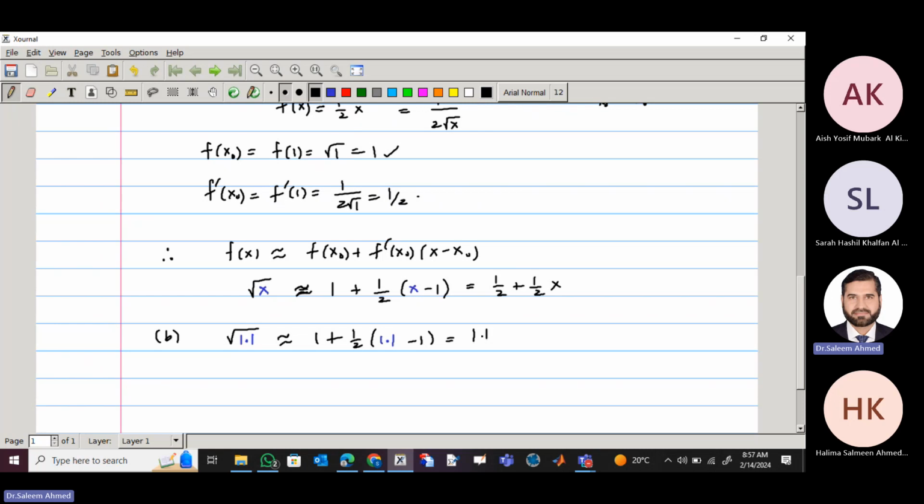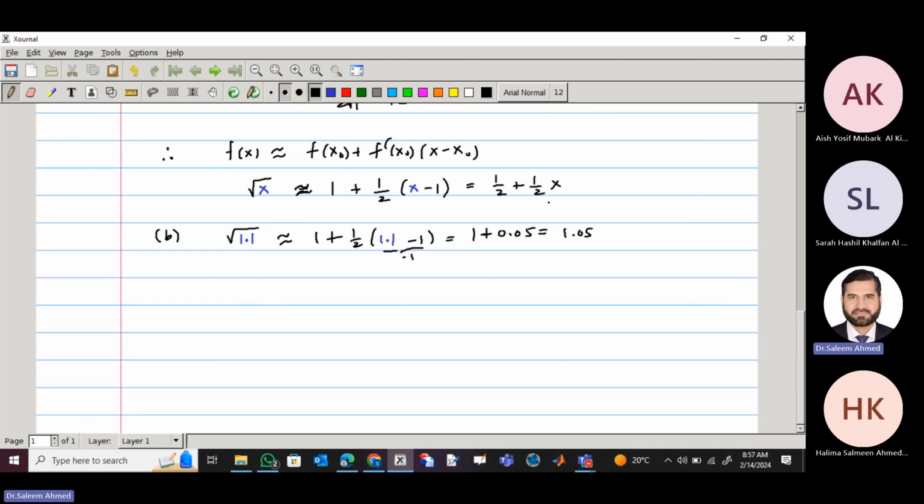So this will become 1 plus 1.1 by 2, which is 0.55, minus 1 half. So this is 0.1, and 0.1 by 2 is 0.05. So it is 1.05. So if you use a calculator and find the square root of 1.1, from the calculator it is 1.0488, about 1.049. So see, very, very close, right? It's a very good approximation.